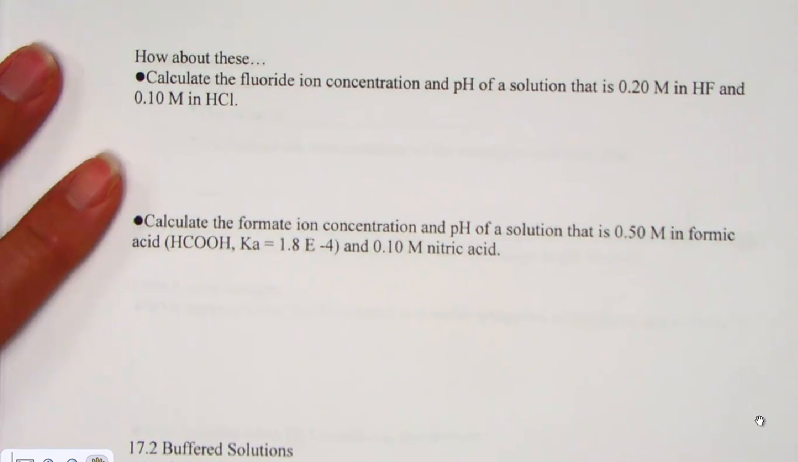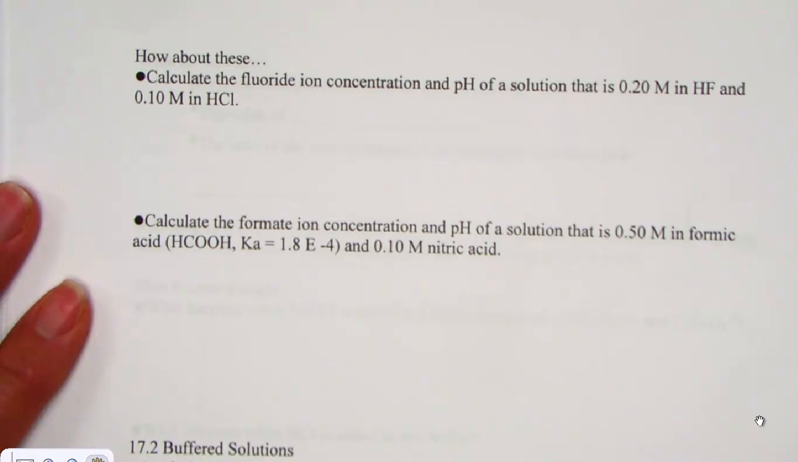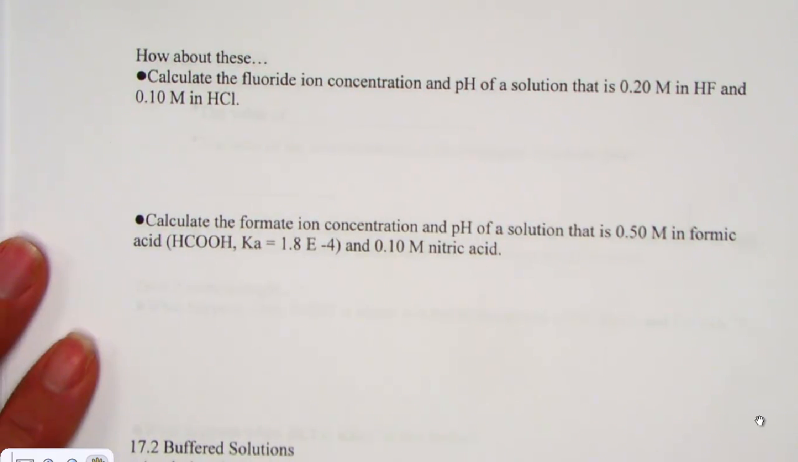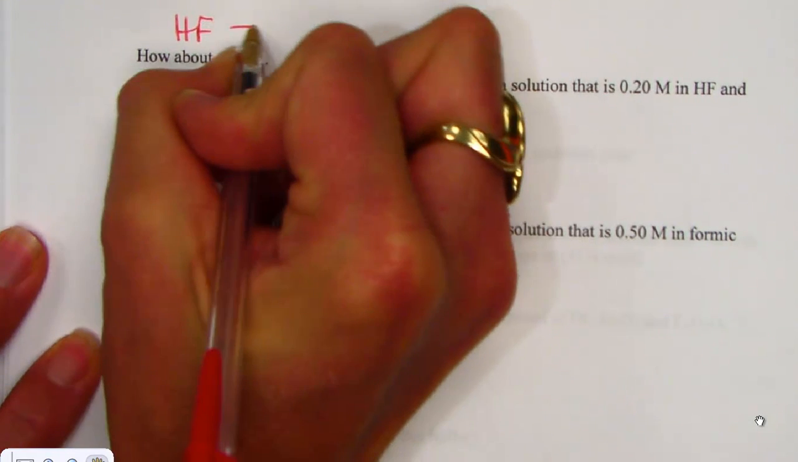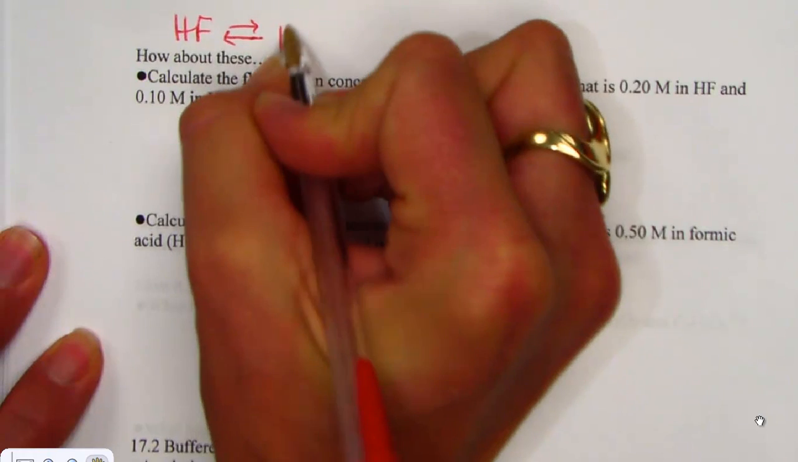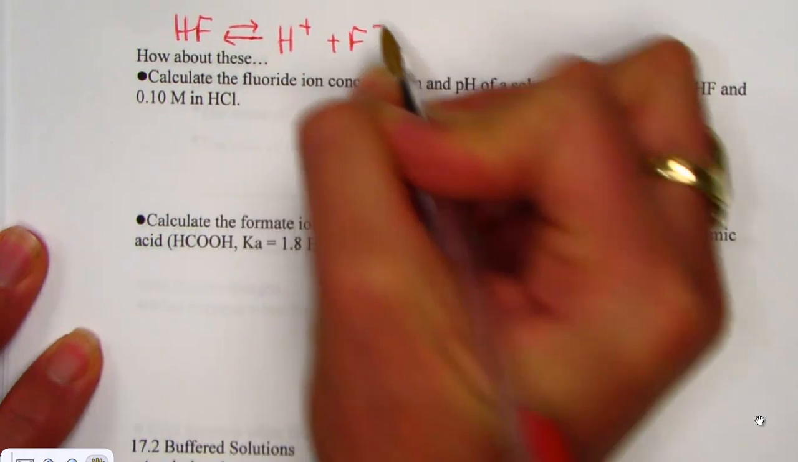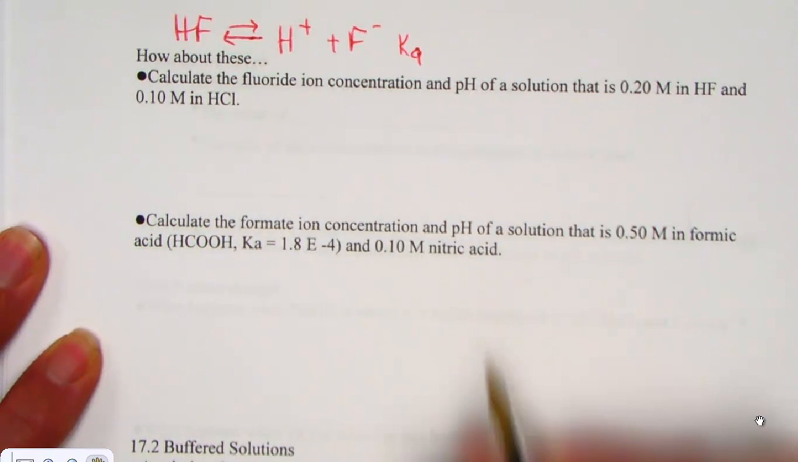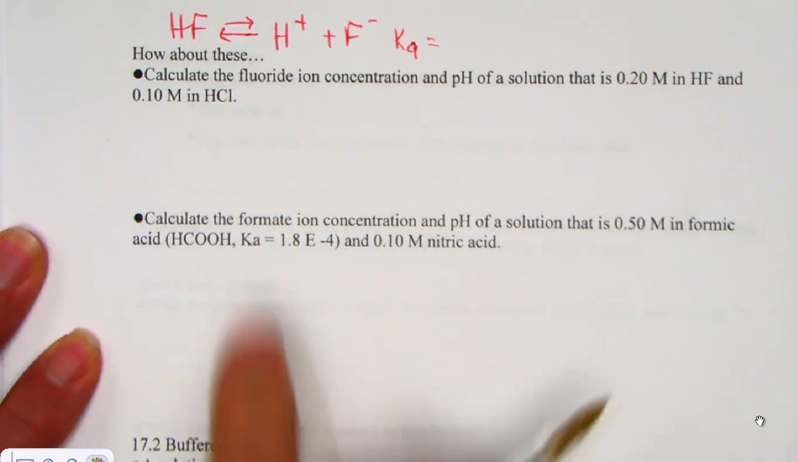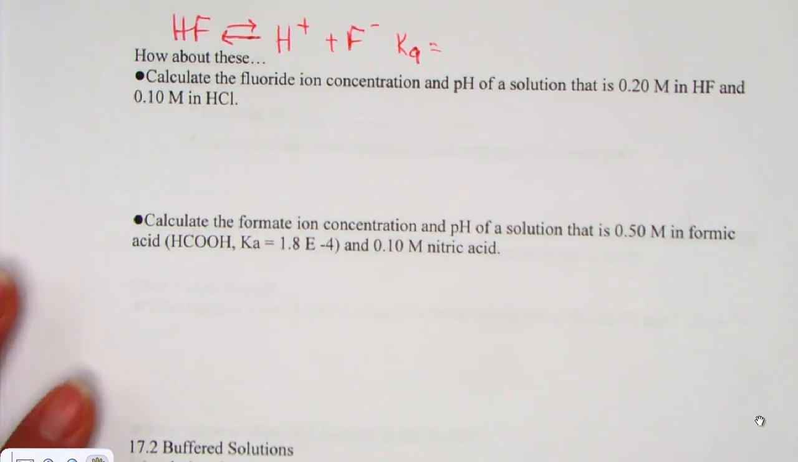How about these, it reads. Calculate the fluoride ion concentration and the pH of a solution that is 0.2 molar in HF and 0.1 molar in HCl. Now we've got to go to work thinking HF. This is not a strong acid. Therefore, it sets up an equilibrium. Therefore, it has a Ka value. It doesn't give it to us. We'll have to look it up.